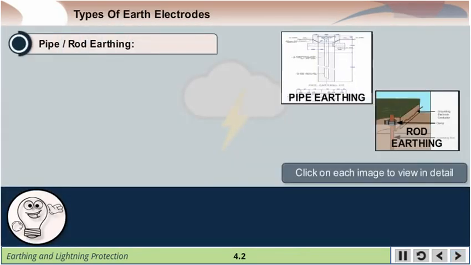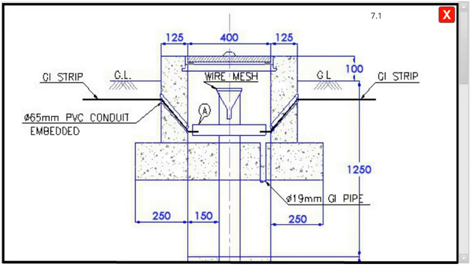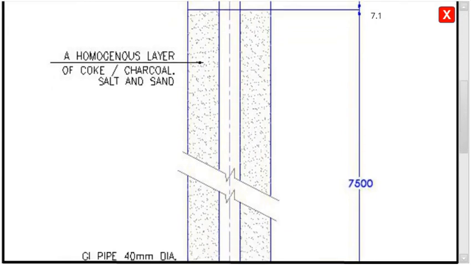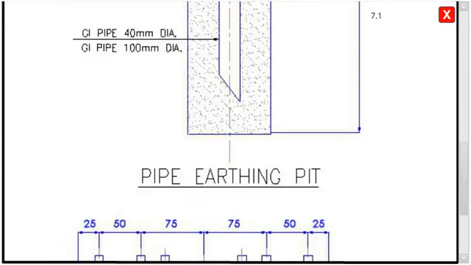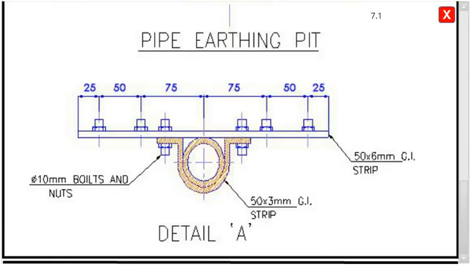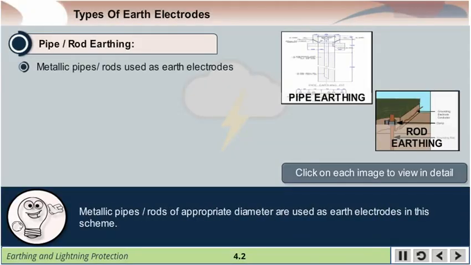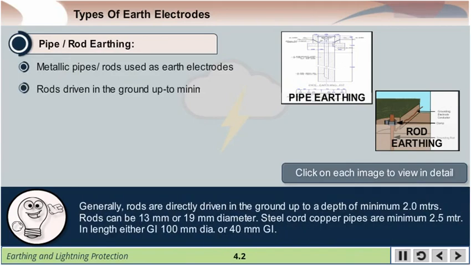Pipe or rod earthing. Metallic pipes or rods of appropriate diameter are used as earth electrodes in this scheme. Generally, rods are directly driven in the ground up to a depth of minimum 2 meters. Rods can be 13 millimeters or 19 millimeters in diameter.